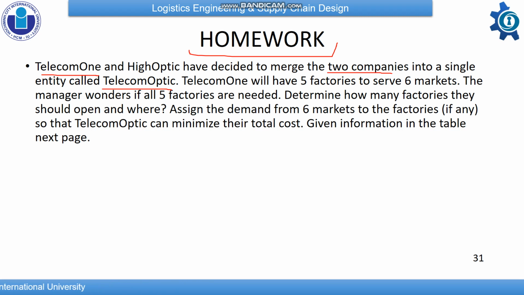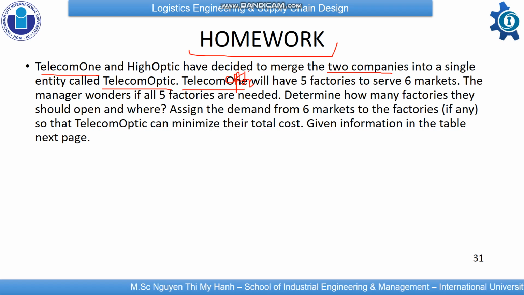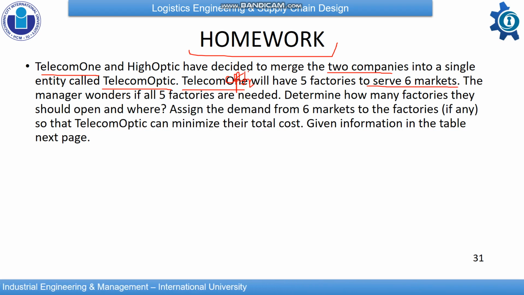Sorry, this one should be Telecom Optic because they already merged. So Telecom Optic will have 5 factories and they have to serve 6 markets. But the manager wonders if all 5 factories are needed, if they need to open 5 factories or they only need to open 4 or 3 factories.